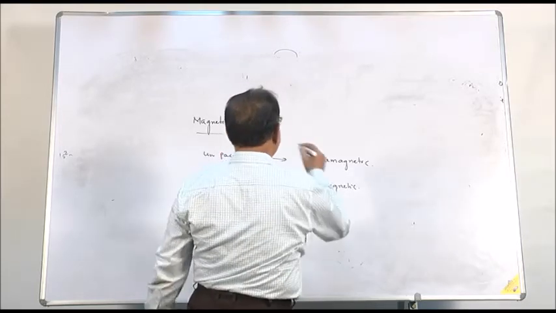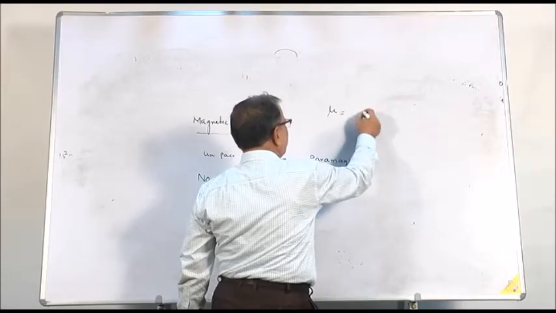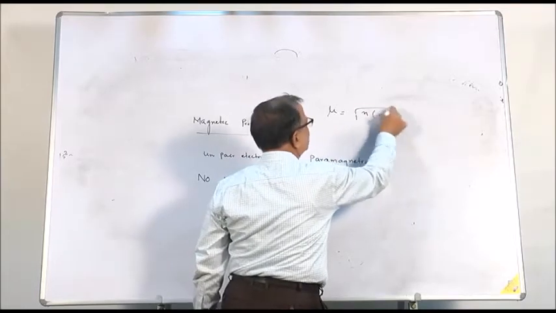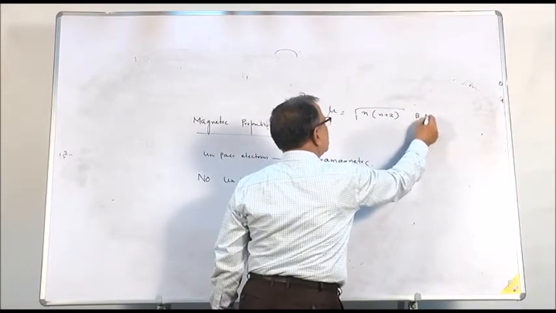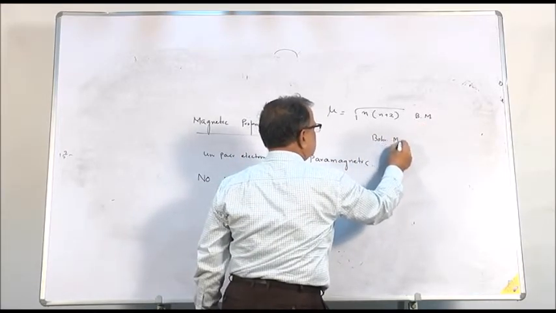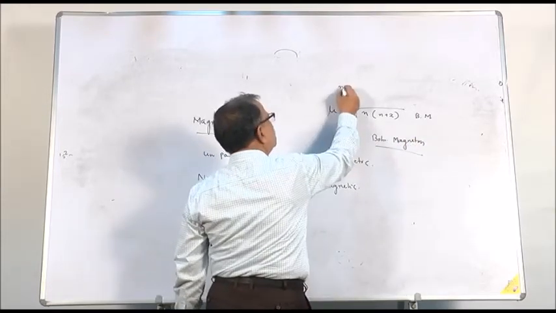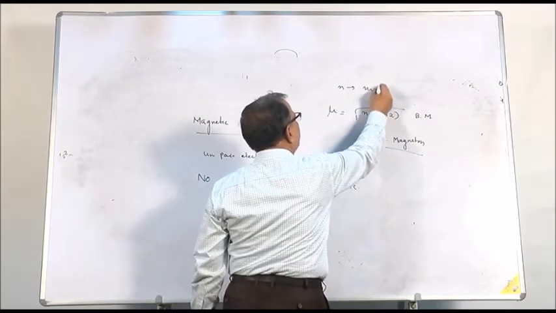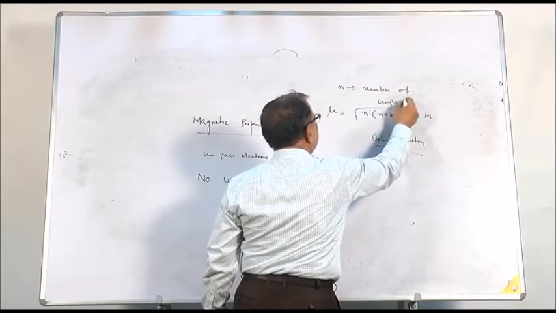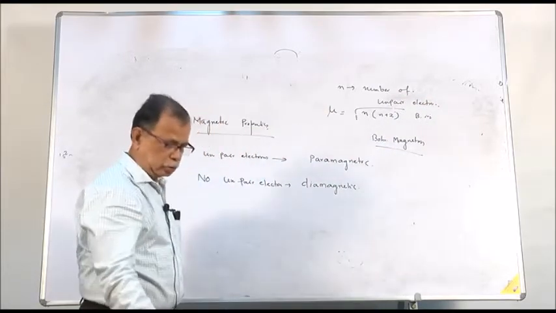We can calculate this by calculating the magnetic moment. Magnetic moment can be calculated as the square root of n(n+2) in BM, where BM is Bohr magneton unit, and n is the number of unpaired electrons. Very simple way to calculate.